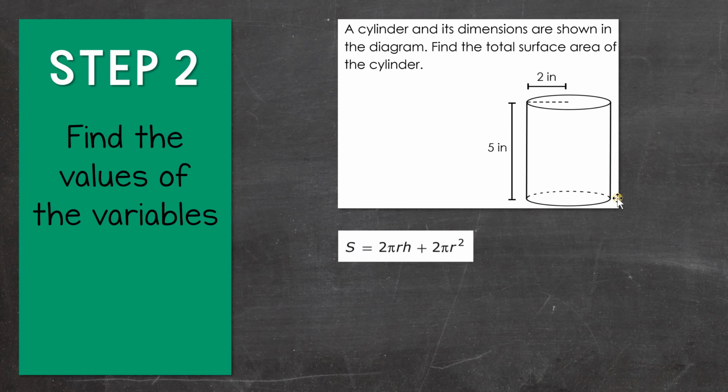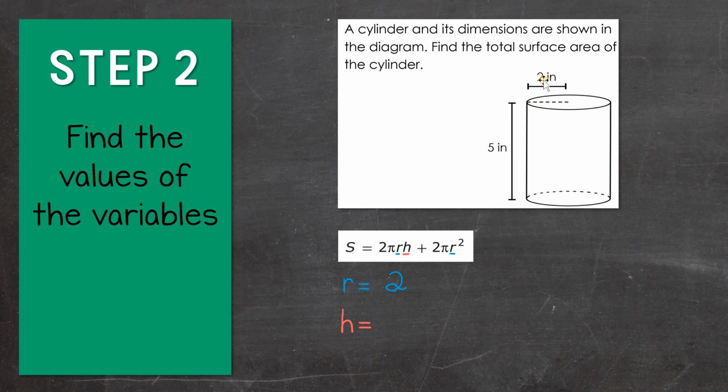Step 2. We need to find the values of our variables. What's a variable? Well, it's like a letter, okay? What letters do we have to find? We have R and we have H. What does R represent? R is the radius. So if we look at our circular bases, the radius is right here. In this case, it's 2.